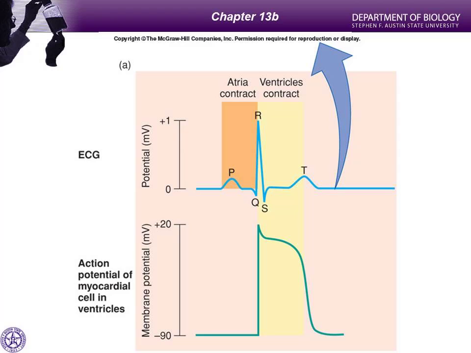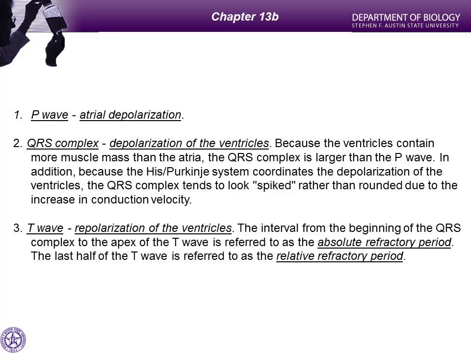The waves are defined by certain points such that the first small wave is called the P wave. Then points Q, R, and S, that's referred to as the QRS complex. And then we have the final wave that is the T wave. And we can correlate this to the electrical activity that's occurring in our myocardial cells, such that the first wave, the P, that occurs when you have atrial depolarization.